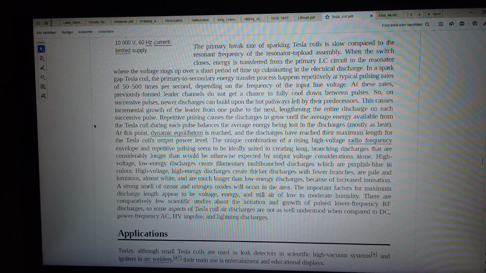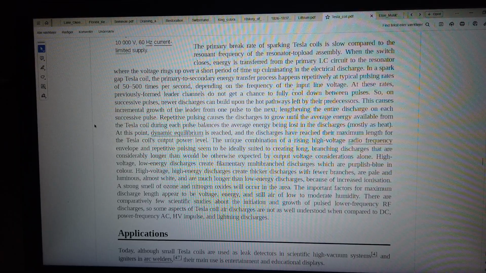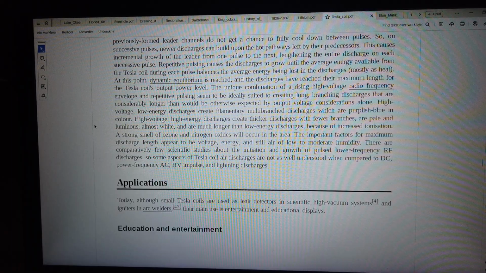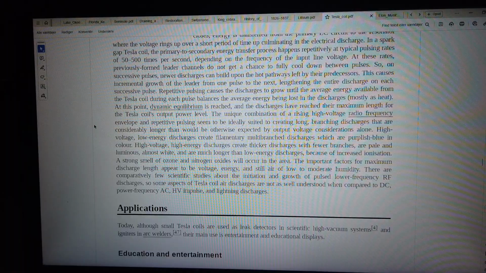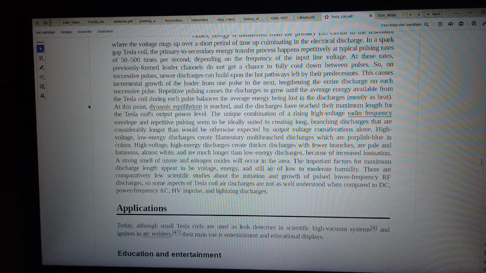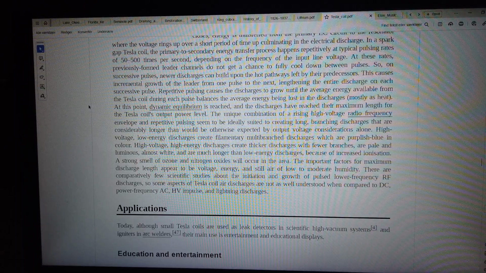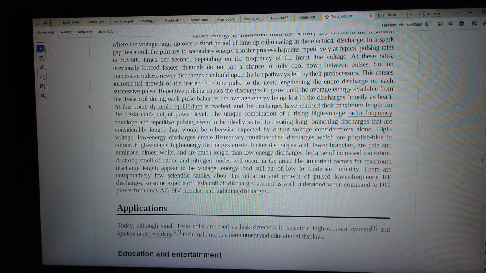At this point, dynamic equilibrium is reached, and the discharges have reached their maximum length for the Tesla coil's output power level. The unique combination of a rising high-voltage radio frequency envelope and repetitive pulsing seem to be ideally suited to creating long, branching discharges that are considerably longer than would be otherwise expected by output voltage considerations alone.